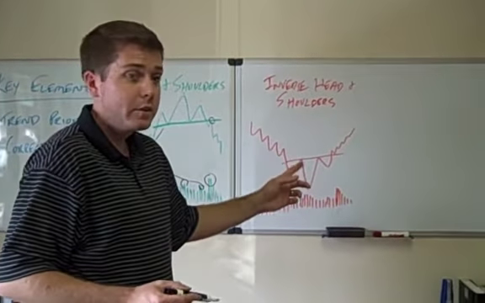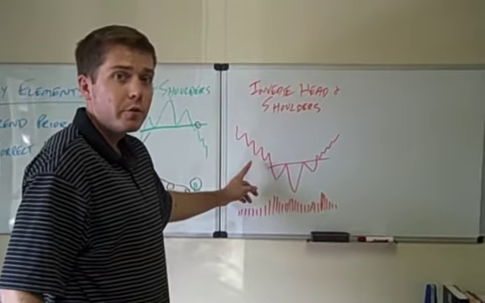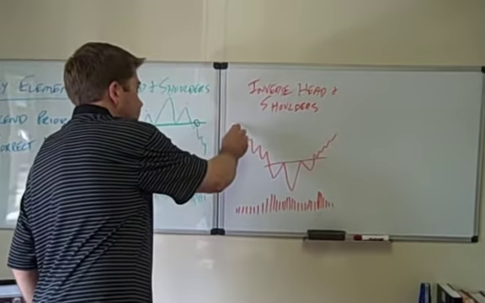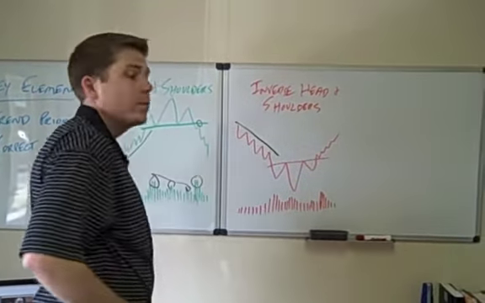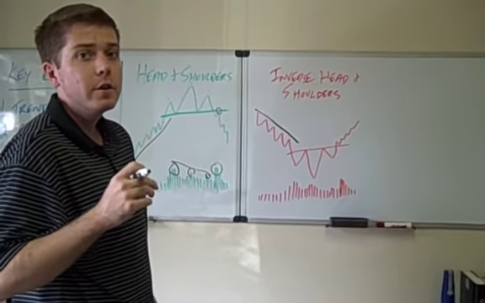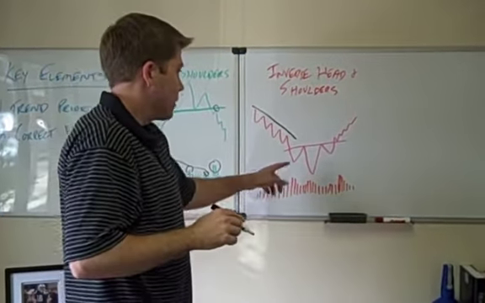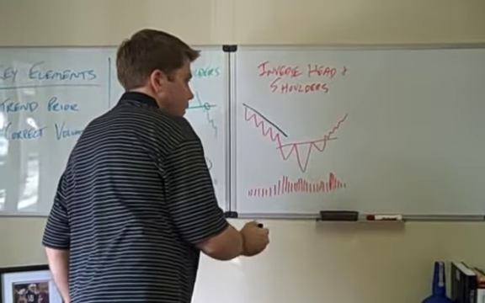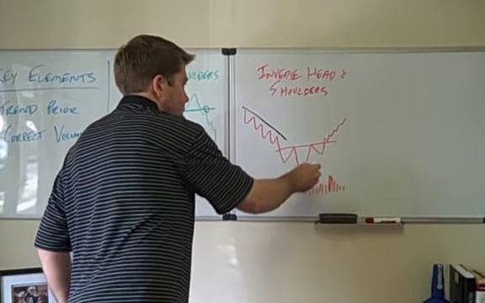Move over to inverse head and shoulders, a bullish pattern. This is an indication of a reversal of a downtrend. So we've got our key element 1, the trend prior. We've got a downtrend prior to the creation of the price pattern. We've got our left shoulder, head, right shoulder.